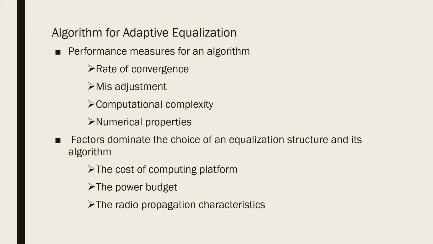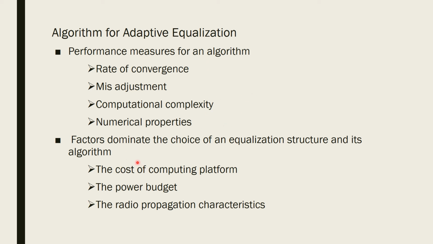And one more thing I would like to discuss is how the algorithm is going to be working. So, the performance measures for an algorithm for adaptive equalization are the rate of convergence, misadjustment, computational complexity, and numerical properties. All these are the performance measures of this algorithm.